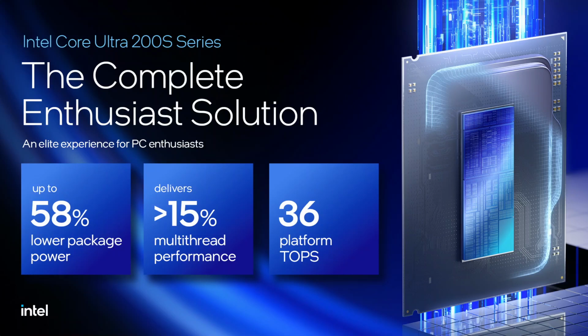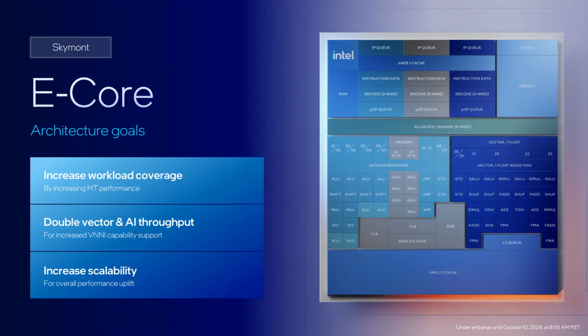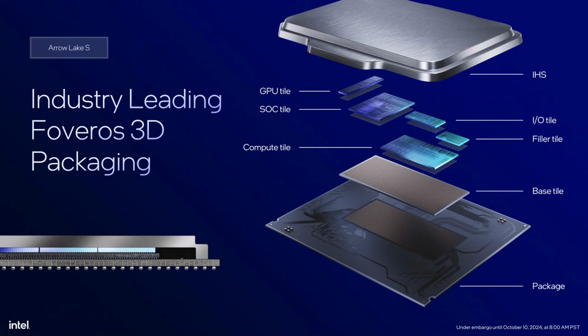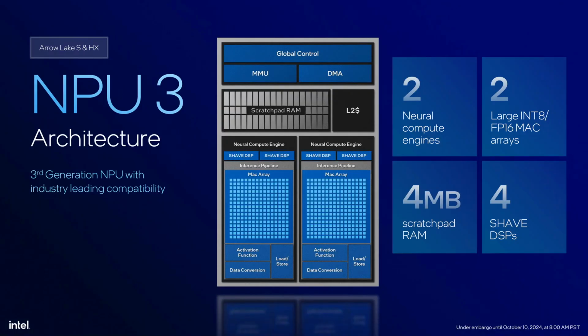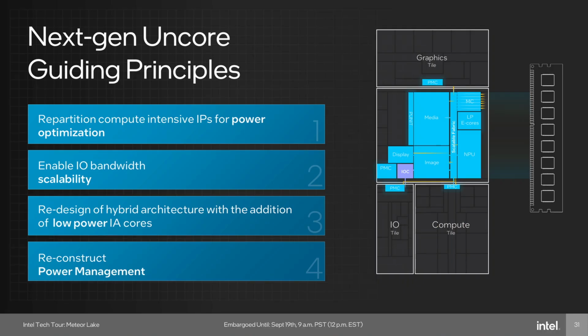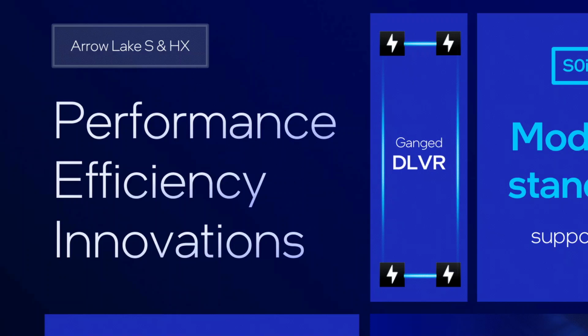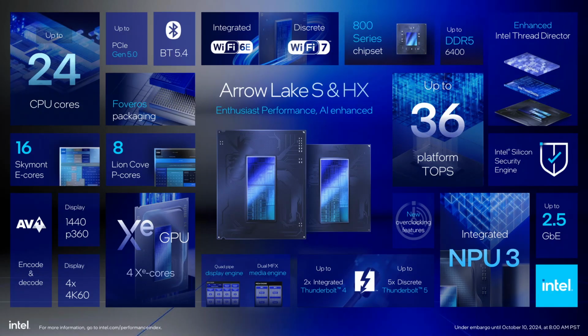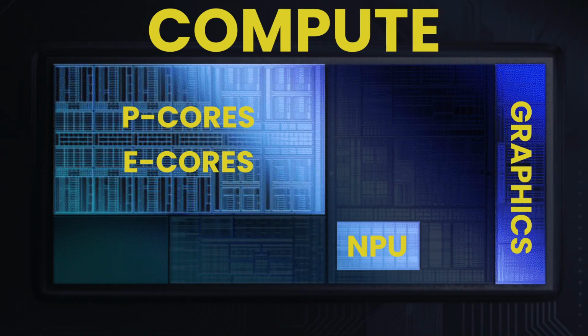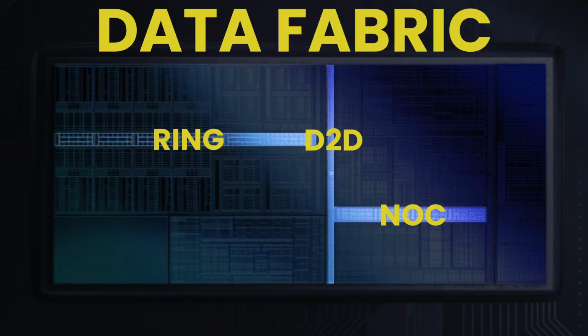Arrow Lake is Intel's revolutionary new processor for mainstream desktop, featuring new P-cores and E-cores, disaggregated tile-based 3D Foveros packaging, an integrated NPU for AI acceleration, a next-generation uncore, DLVR power rails, and so much more. In this video series, I have a look at the Arrow Lake performance tuning and overclocking capabilities. I have a look at the compute, memory subsystem, and data fabric.